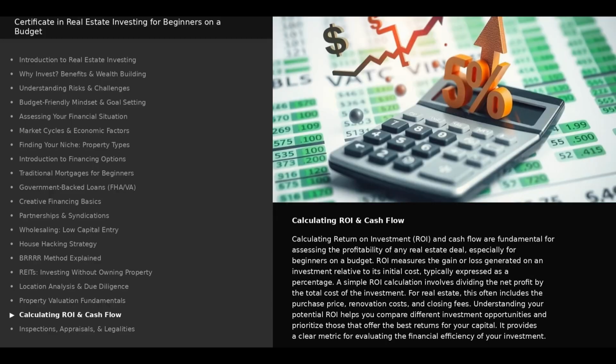Calculating ROI and cash flow. Calculating return on investment, ROI, and cash flow are fundamental for assessing the profitability of any real estate deal, especially for beginners on a budget.